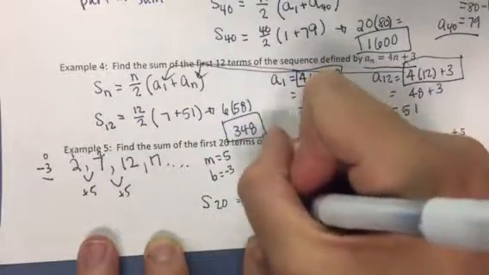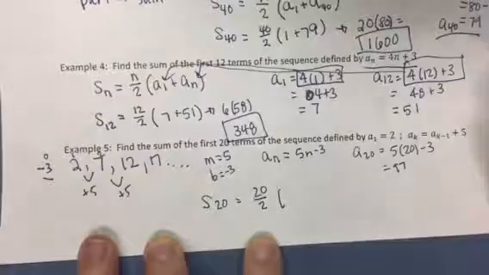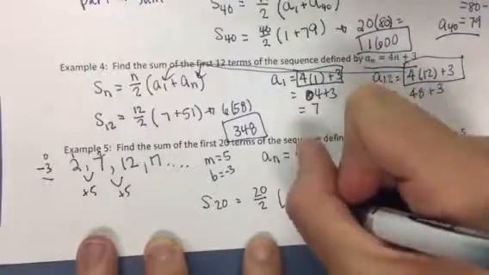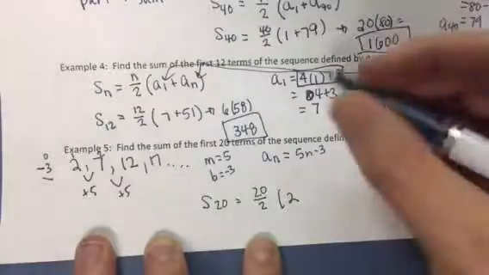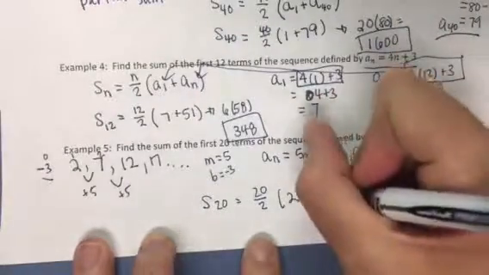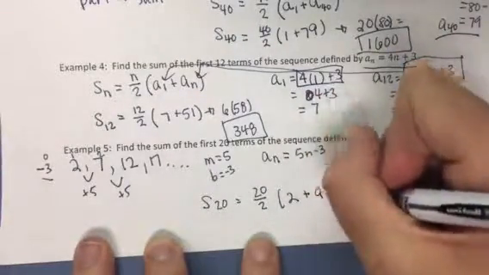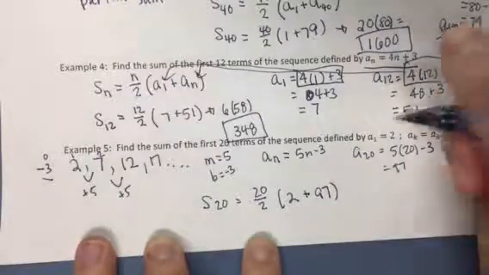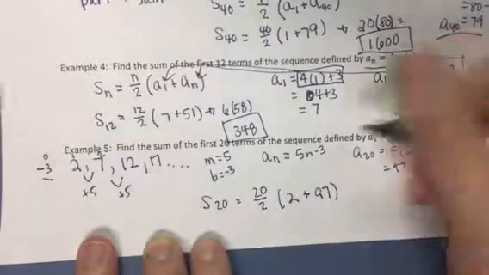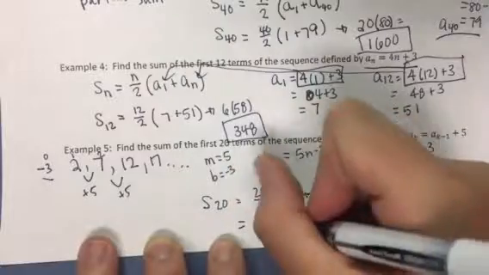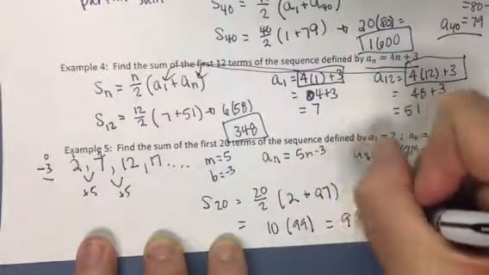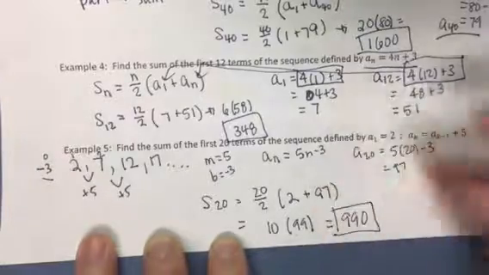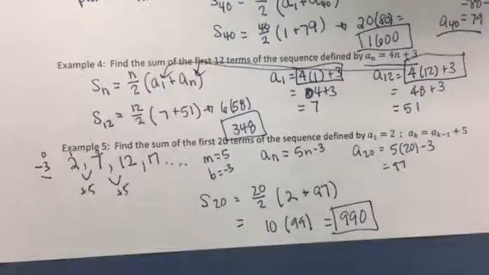So 20 divided by 2. And that's going to be our first term, which is 2, not -3, because -3 is not actually part of our sequence. Our first term plus our 20th term, 97. So let's see, when I do this, 20 divided by 2 is 10. This becomes 10 times 99, which is 990. All right.